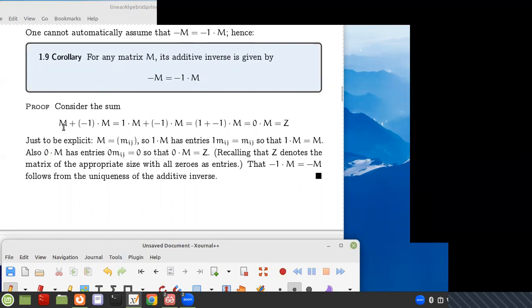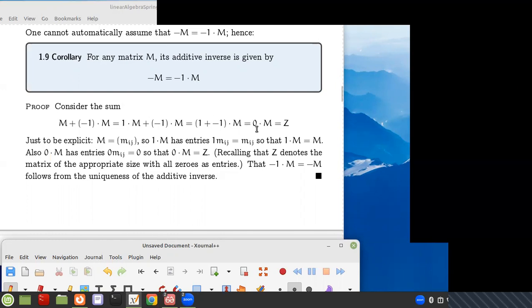So consider the sum of M plus minus 1 times M. Well, we'd like to sort of put a 1 in here, because then we can use the distributive property of matrices over numbers to pull the M out and get 1 plus minus 1 is a 0, and then 0 times M is Z. So we're going to form M plus this number equals 0, equals the 0 matrix. Well, what can I do here? I have to show that M and 1 times M are the same matrix. Because when I can do that, then I can factor out the M. That's one of my properties.